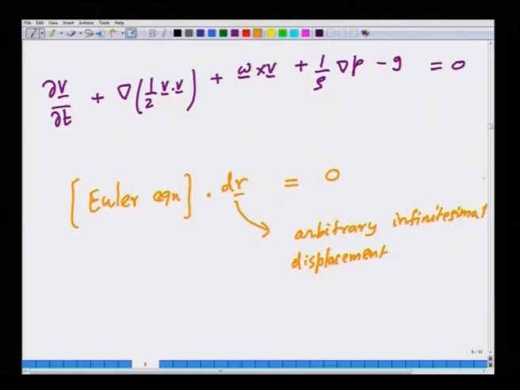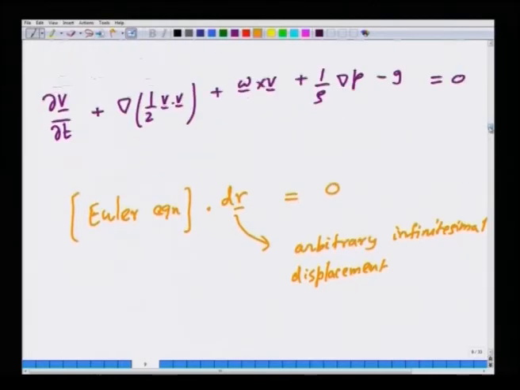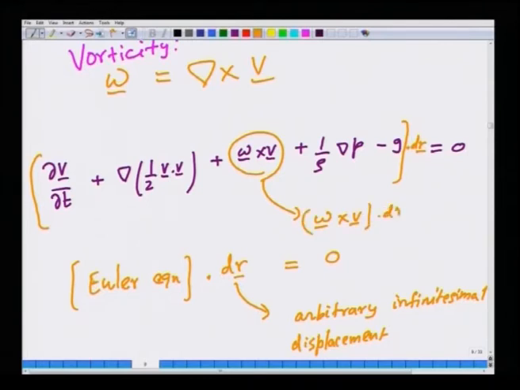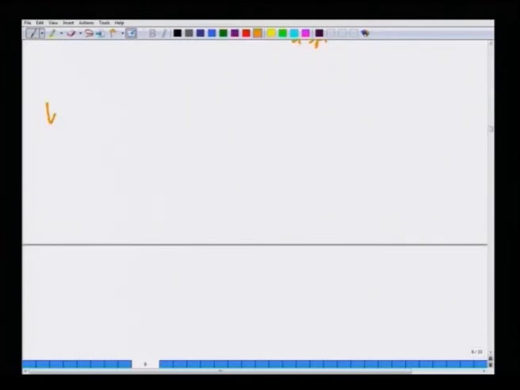Now, in order to simplify, we will write this equation dotted with dr as 0. So, I am taking the entire equation and dotting it with dr. In order to simplify this equation, I should somehow get this term omega cross V dot dr to 0. Okay, let us discuss the circumstances. When is omega cross V dot dr 0?